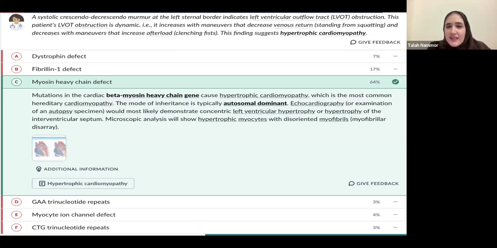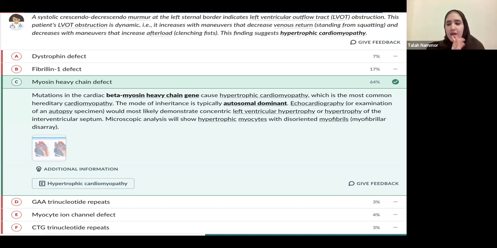Did you guys understand why? Or was it confusing? Yes, I think we just need to review. Okay, perfect. Here the idea is, and it's really important, why is this related to hypertrophic?